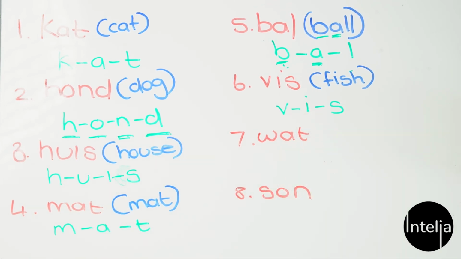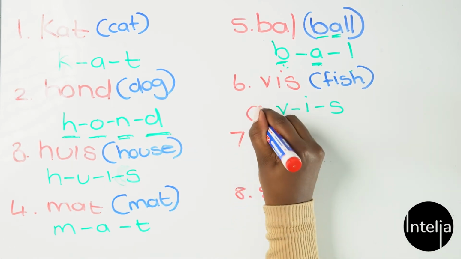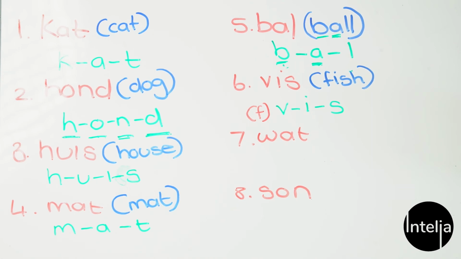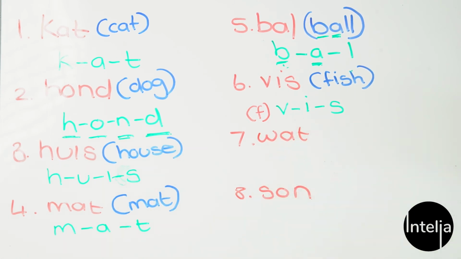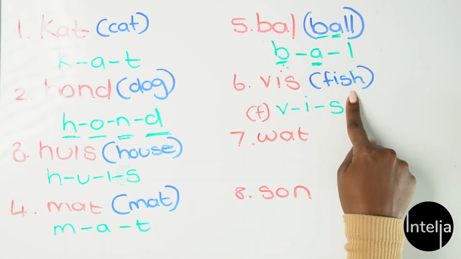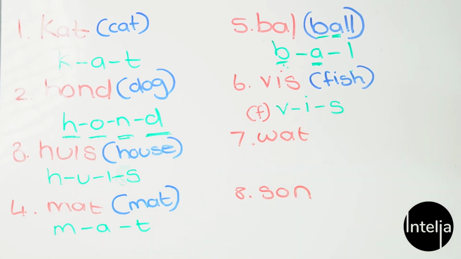Let me just make a note. So V has an F sound, okay? So every time you see a word that starts with a V, you're gonna say F. So a word that starts with a V, you're going to say F, fis. Awesome. So this is fish and that is fis. Let's move on to our next one.